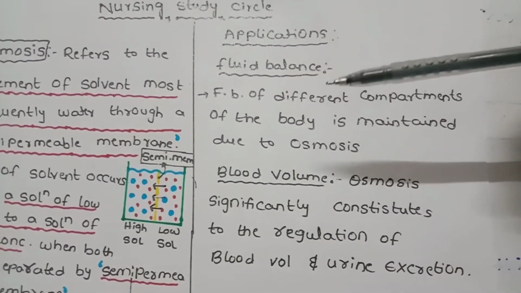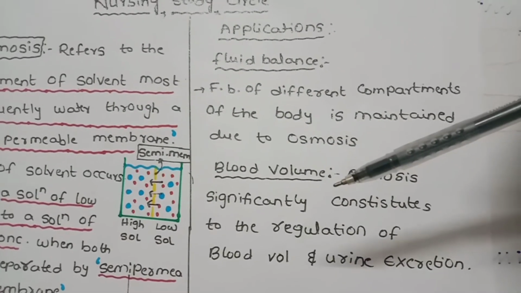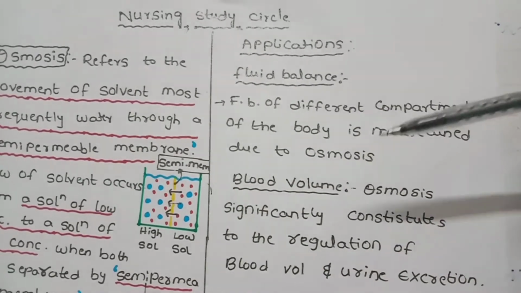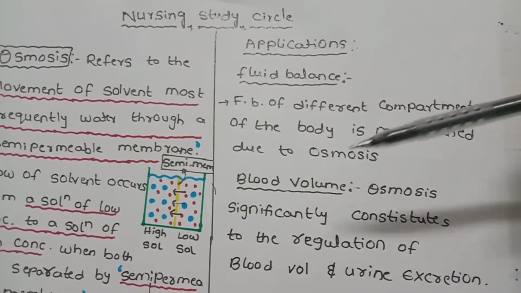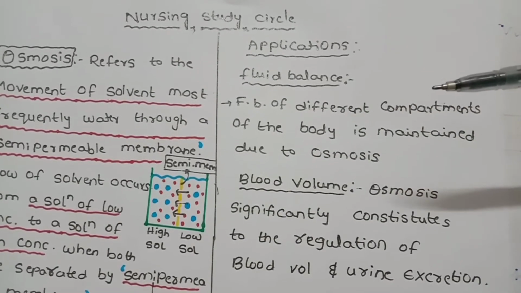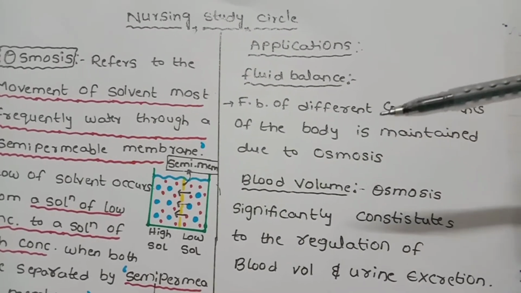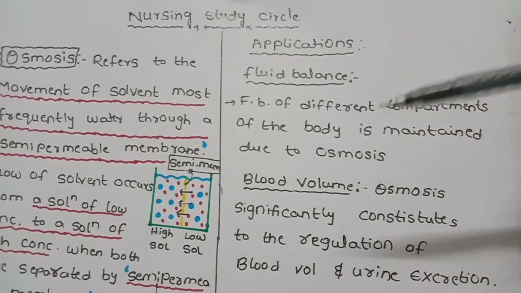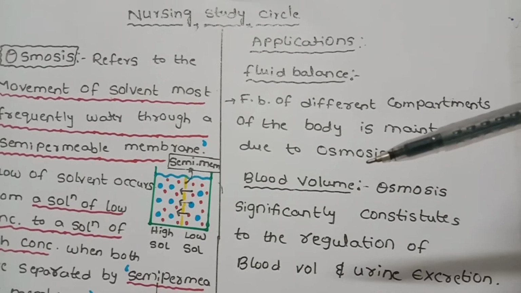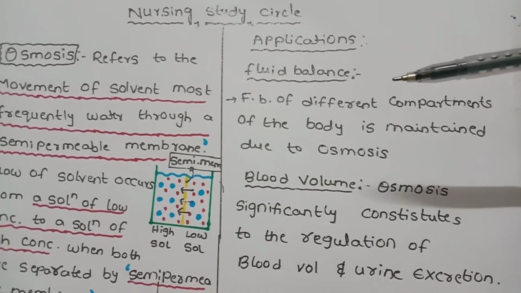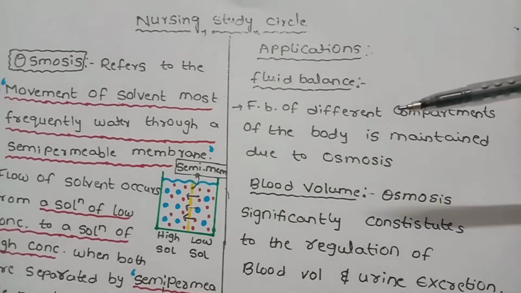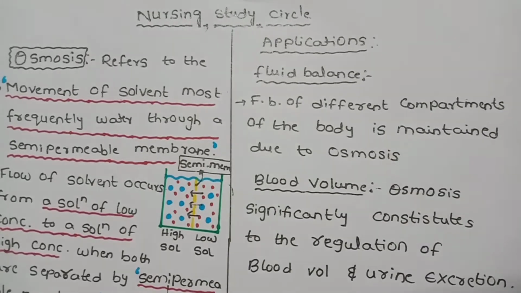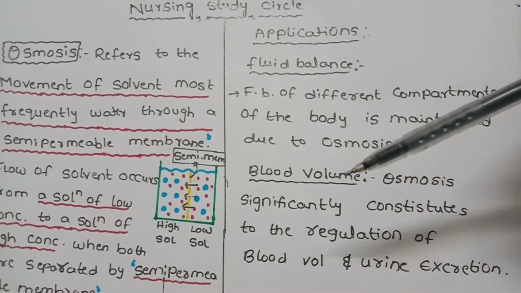In the applications, there is fluid balance and blood volume. The fluid balance of different compartments of the body is maintained due to osmosis. In our body, as an organism, there are different compartments, and they are maintained due to osmosis. Now you will see blood volume.